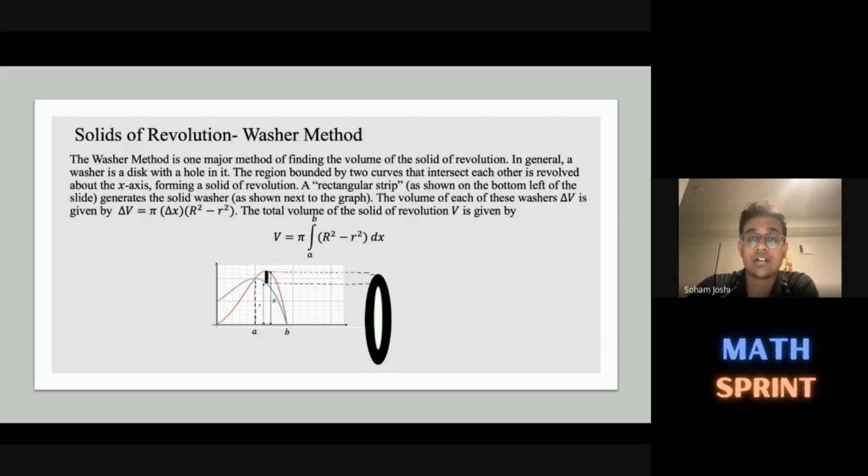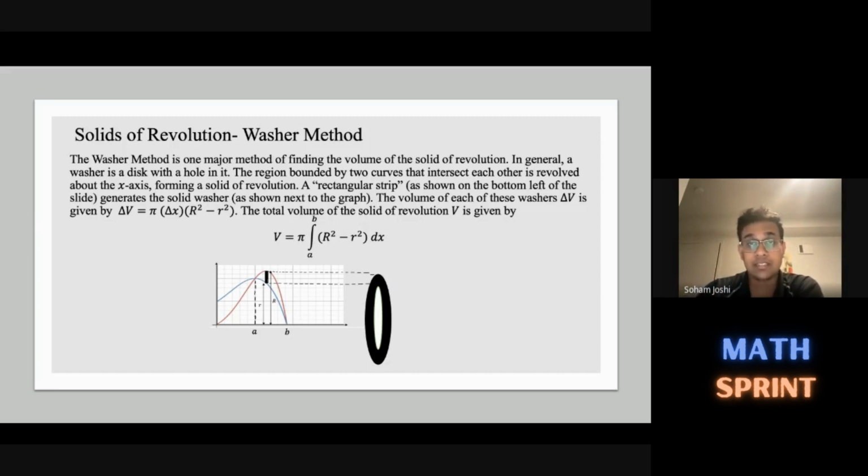So here's a dark rectangular strip in the region bounded by the red curve and the blue curve. So what is the height of this rectangular strip? It is capital R minus lowercase r, where capital R is the height of the outermost curve within the interval a, b, and lowercase r is the height of the innermost curve within the interval a, b.